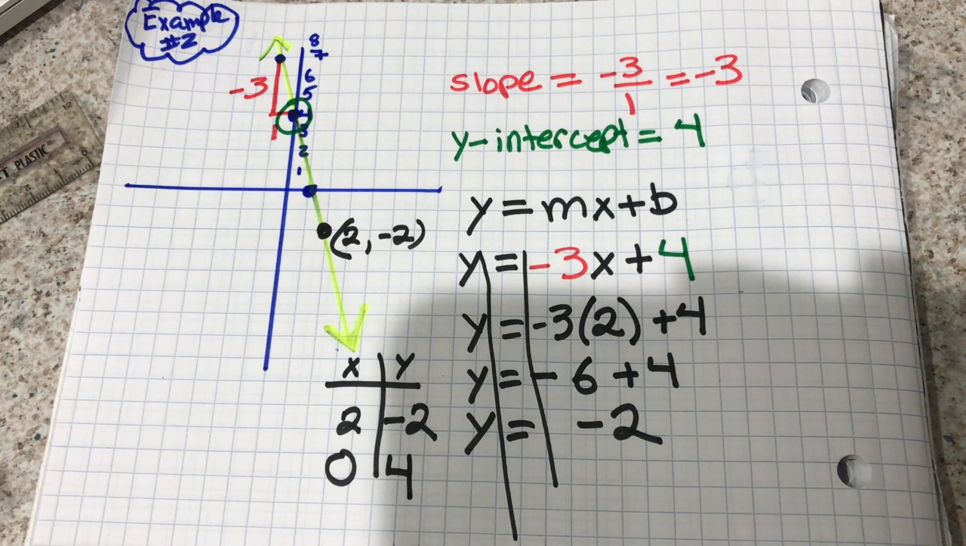So by using slope-intercept form, you can go backwards and forwards, writing an equation from a graph or graphing from an equation. Hope this helps, and I'll see you in class.